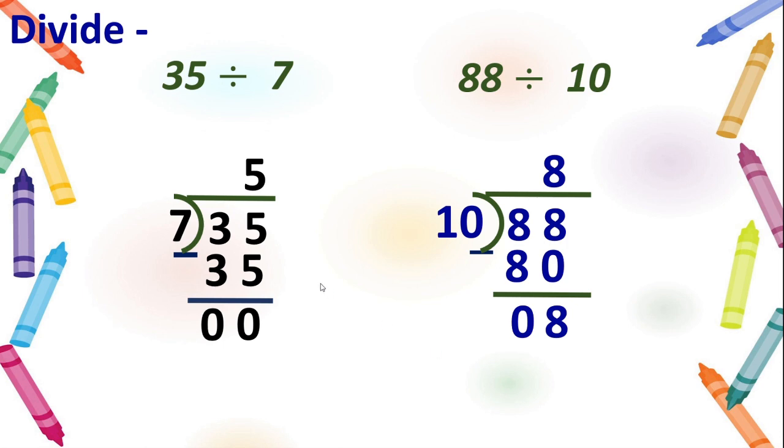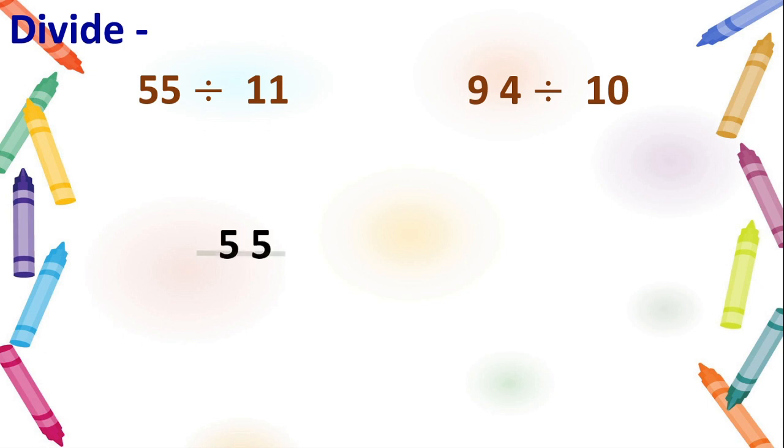Yes, dear children, tell me now, here which is the divisor, which is the dividend, which is the quotient, and what is the remainder? Yes, correct. 10 is the divisor, 88 is the dividend, 8 is the quotient and this 8 is the remainder. Very good.